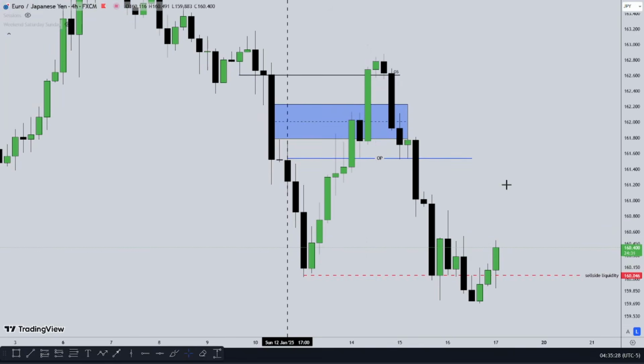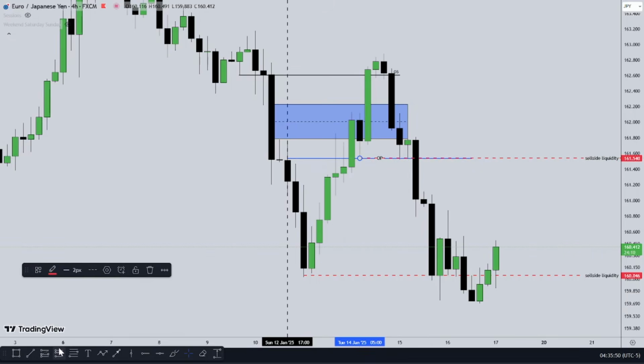Now, during this price leg, before price respected this order block on Tuesday after the high impact news, what are the recent liquidity areas? Here's a swing low. We'll be marking out this swing low as a target in taking intraday setups.